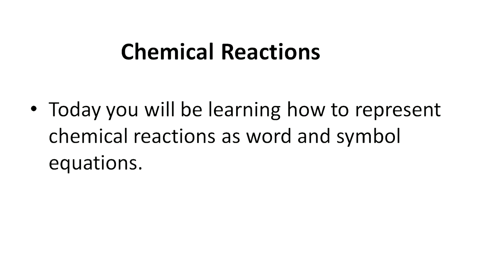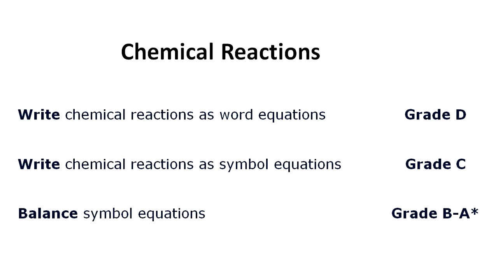Today you'll be learning how to represent chemical reactions as word and symbol equations. To achieve a grade D, you need to be able to write chemical reactions as word equations. To achieve a grade C, you need to be able to write chemical reactions as symbol equations. To achieve a grade B to A star, you need to be able to balance symbol equations.